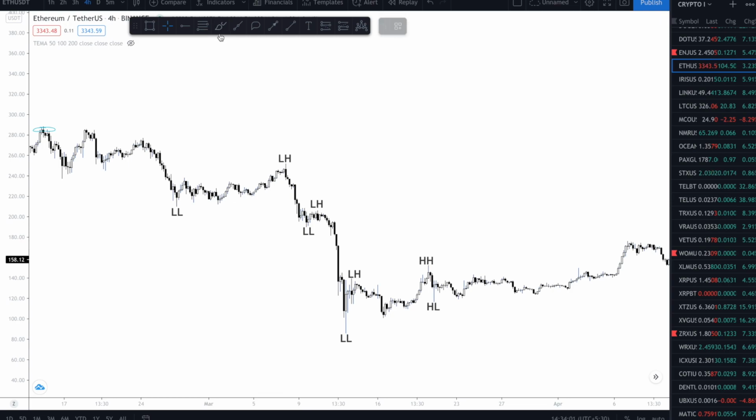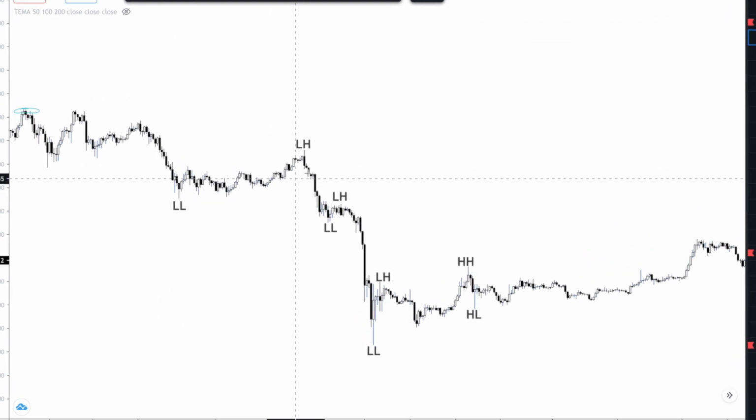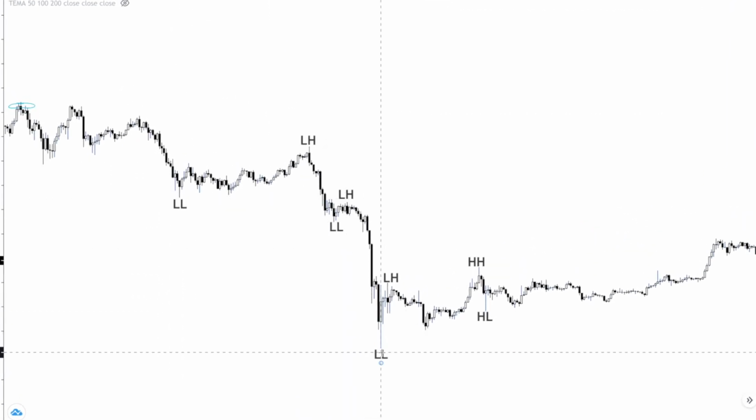Here the price was creating continuous lower lows and lower highs, and then finally from here it could not create any new lower lows and created a higher high and higher low instead. And then the price started moving up.